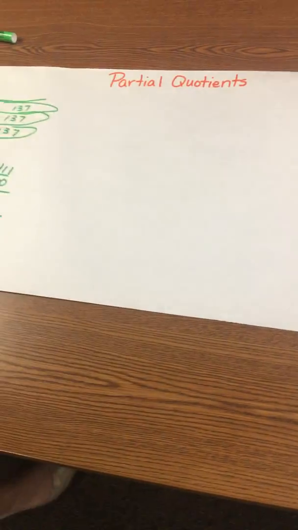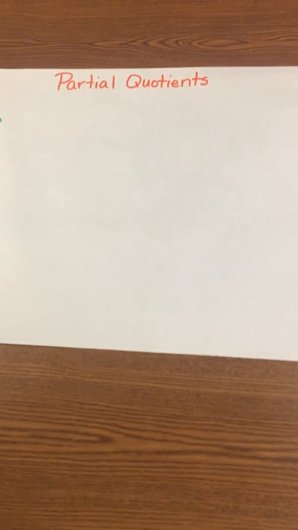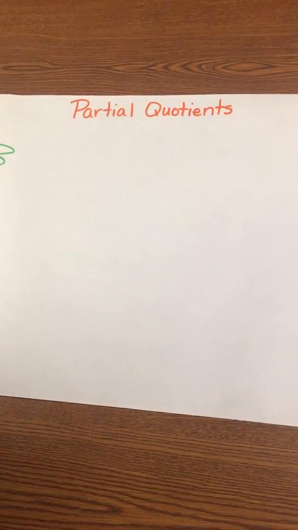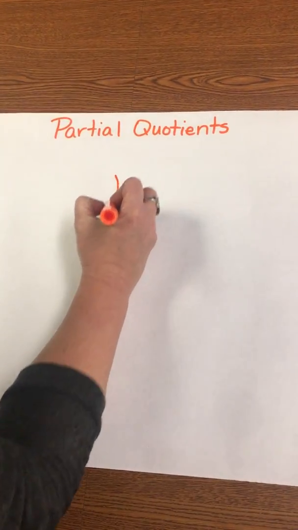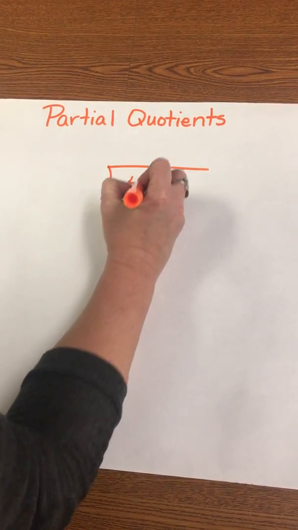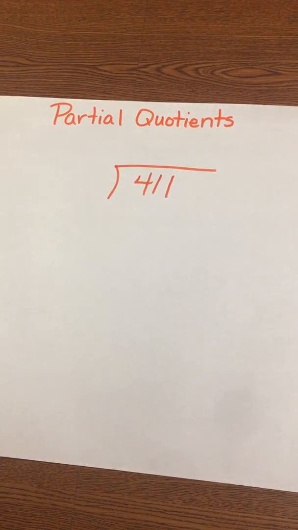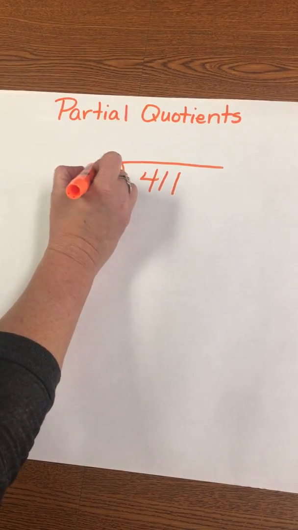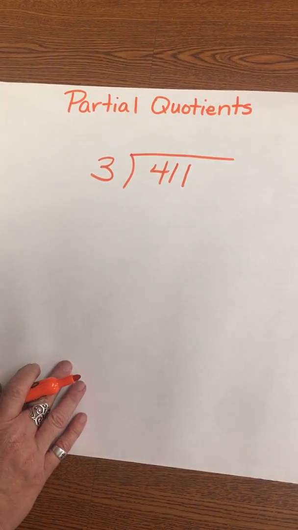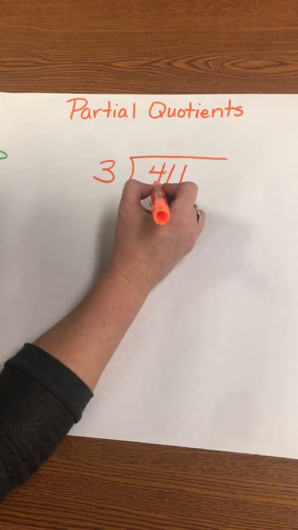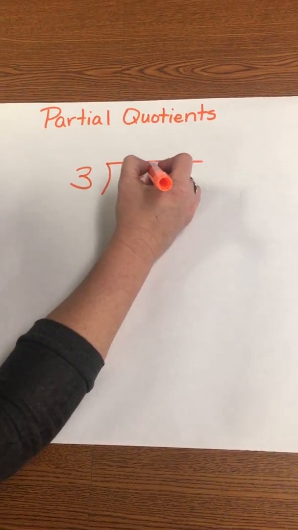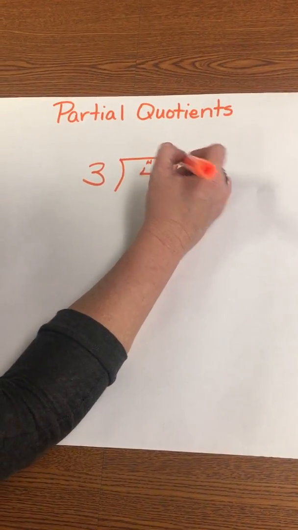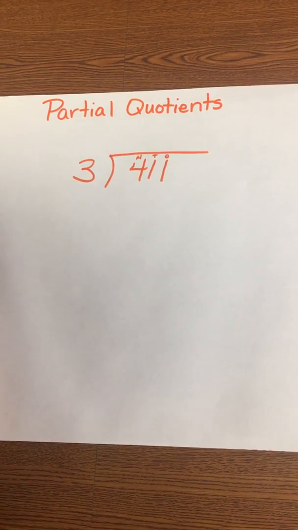Now, this is the way that 4th graders are supposed to be able to do it, and you'll notice that it's much, much faster. So we want to use the most efficient method. I'm going to start with my 411 dividend in the center of my problem and my divisor of 3 on the outside. So I notice that I have a 4 in the hundreds, a 1 in the tens, and a 1 in the ones. So I'm going to ask myself this question.